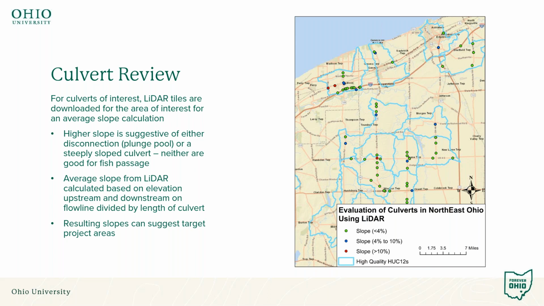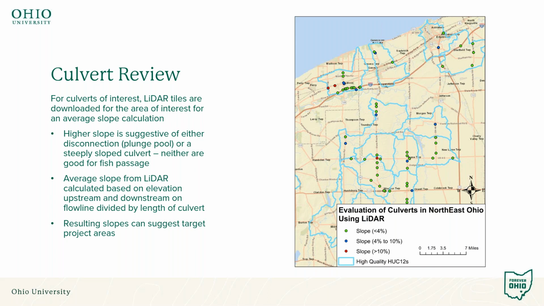What we did was use the LiDAR to analyze the elevation of the stream upstream of the culvert and downstream of the culvert by sampling at multiple locations along that stream, and then use the length of the culvert to calculate an average slope of that culvert. Now, it's not the true slope of the culvert, right? We're not actually saying this is the slope that that conduit runs at. What we're saying is this is the average slope from upstream to downstream across that culvert.